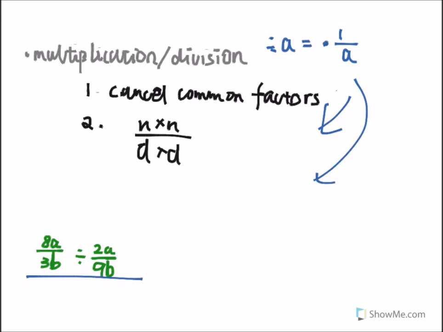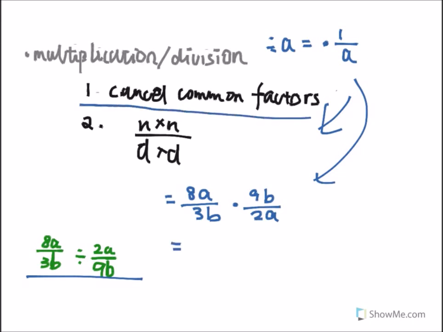We know that we need to change it into multiplication so that we can continue the calculation. So it's equal to 8a over 3b divided by 2a over 9b, which equals 8a over 3b multiplied by 9b over 2a. So you just turn the fraction around and you can multiply. We go to the first step, cancel common factors.